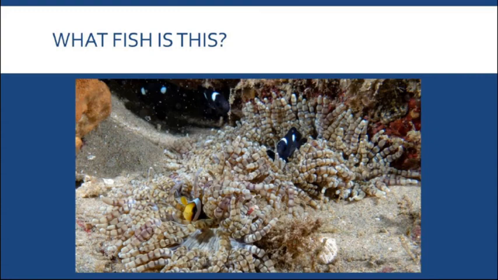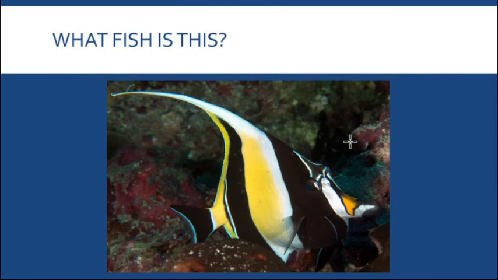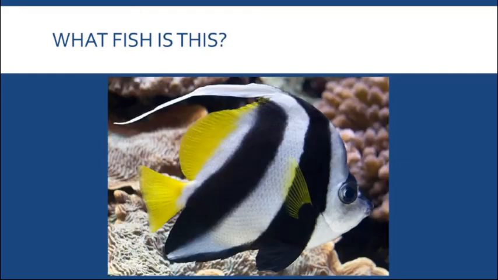Next one, let's have a look at what this is. I nearly gave away the answer. Okay, so looking at this, there's this long thread fin over here. It's got that extended snout, so maybe it's a butterfly fish, but we can see here it's got that yellow saddle or the yellow triangle that sits on its nose, and we've got that yellow coloration on the body here. So if you guessed Moorish idol, you are right. Sorry for nearly giving it away there.